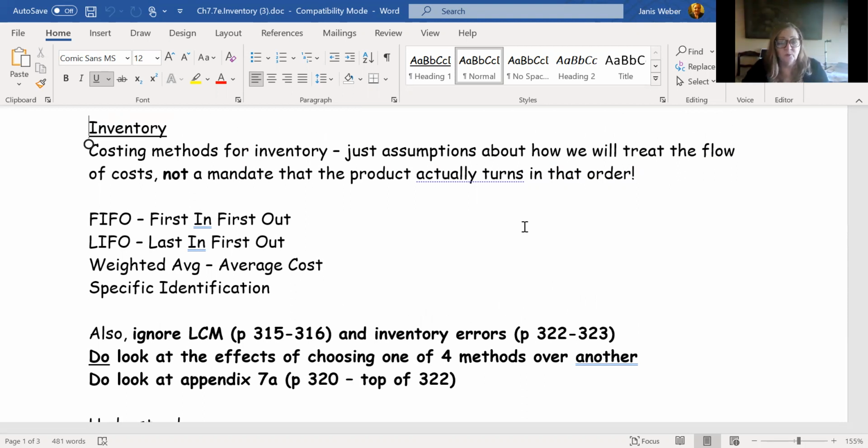But anyway, in this chapter, there's a couple of things we are not going to cover. And one is we're not going to do lower cost or market in this course or inventory areas. We're saving those for the intermediate accounting class.